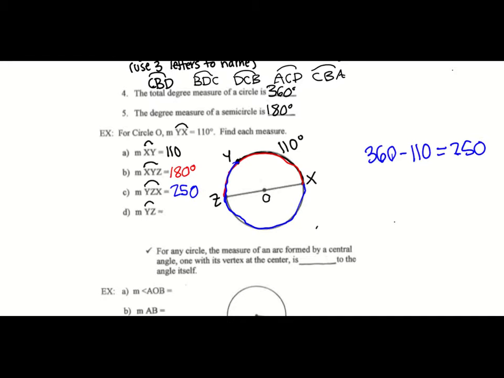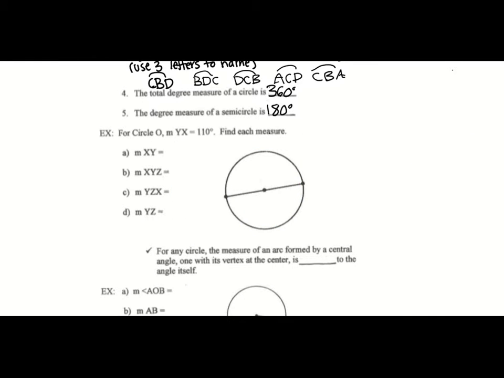And then our last piece is the measure of arc YZ, which is right here. Well, since we know that ZYX is 180 and YX is 110, we take off that 110 piece, we are left with YZ, which gives us 70. Okay?